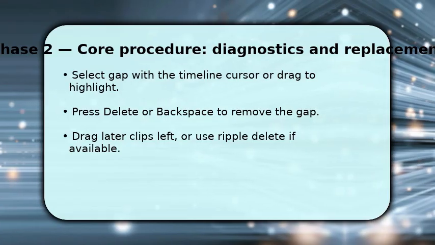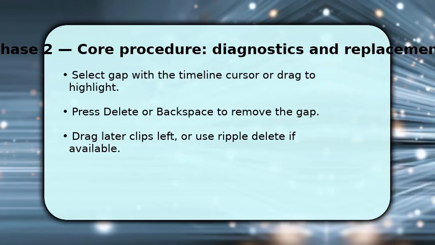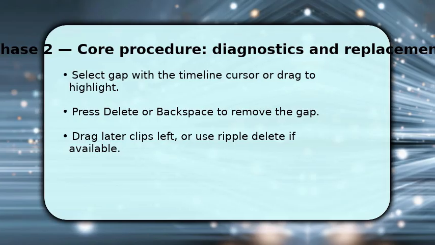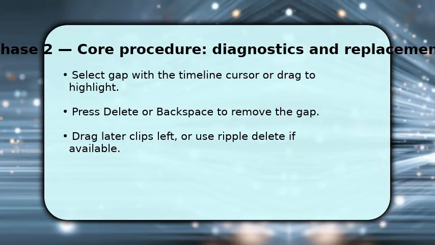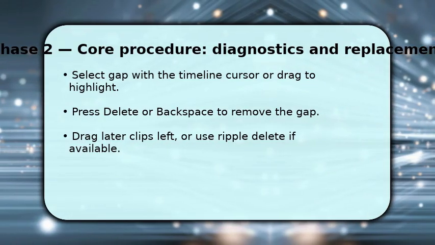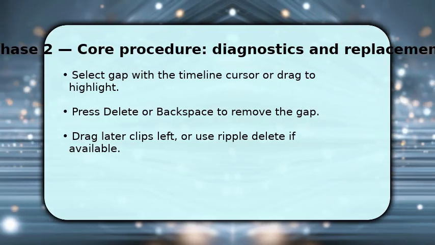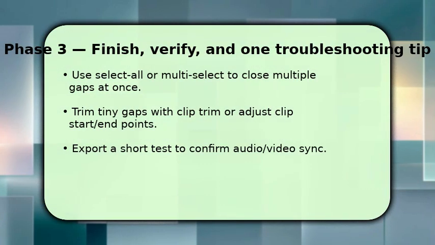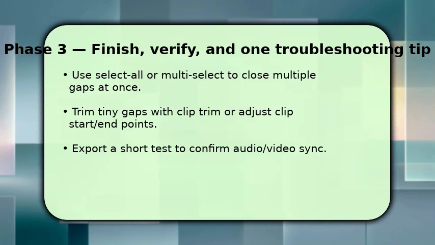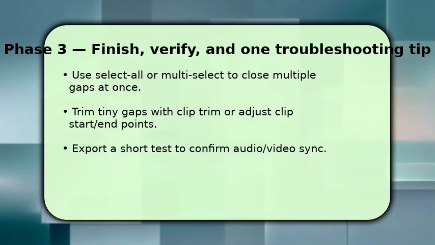If Clipchamp supports Ripple Delete in your version, use that to automatically close gaps across tracks. Make sure to ripple only on intended tracks, because Ripple can shift audio or titles unexpectedly. You can save time by multi-selecting clips and dragging them left to close several gaps at once. This is faster than deleting one gap at a time.